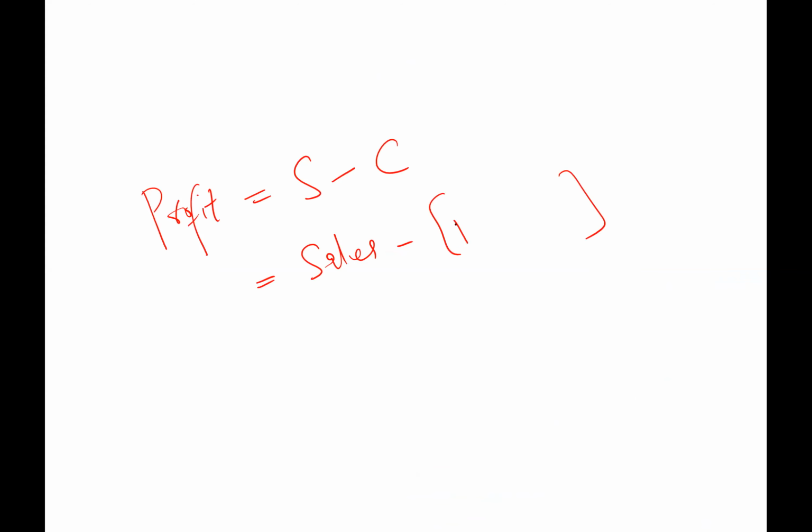We know that profit is equal to sales minus cost, right? We have sales, and we have divided this cost as variable cost plus fixed cost. Using the mathematical property, if a negative is before the parentheses, then it would be sales minus variable cost minus fixed cost. That would be our profit.